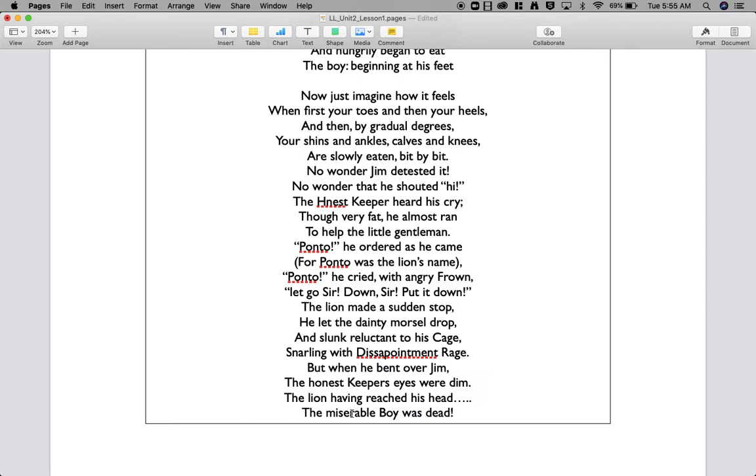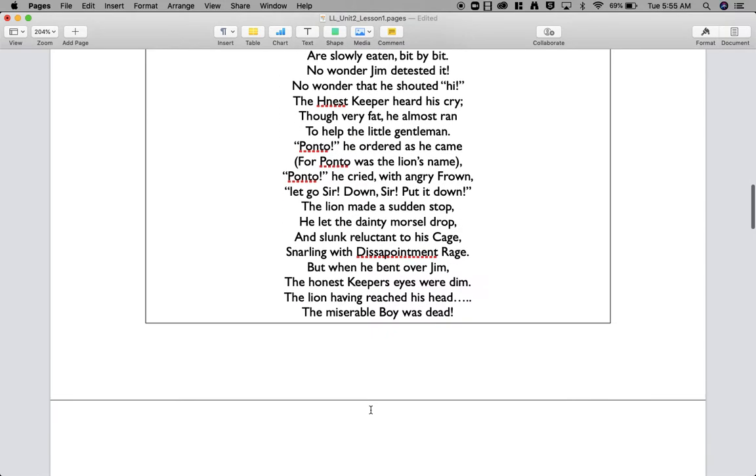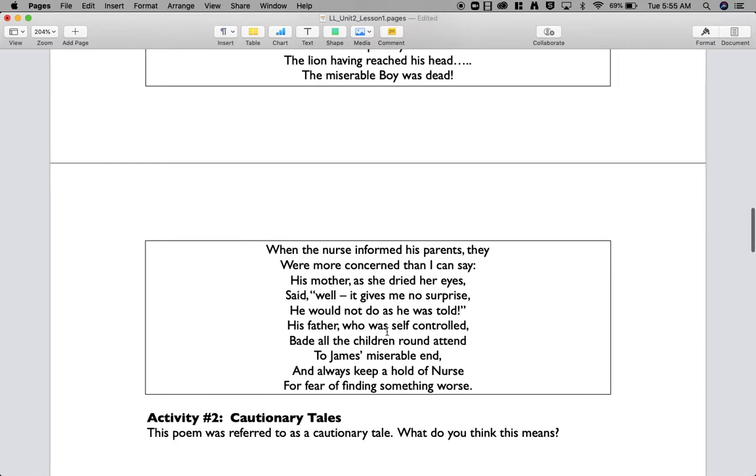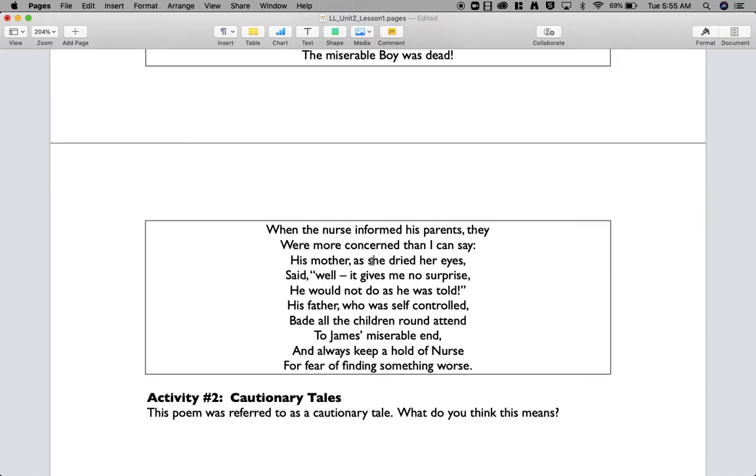The miserable boy was dead. When the nurse informed his parents, they were more concerned than I can say. His mother, as she dried her eyes, said, "Well, it gives me no surprise.